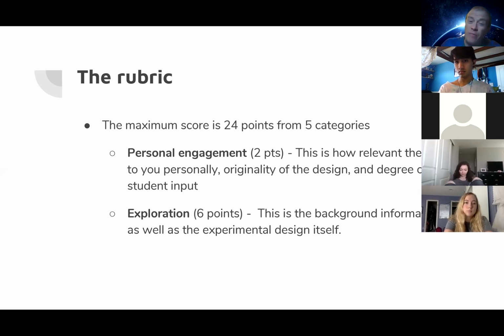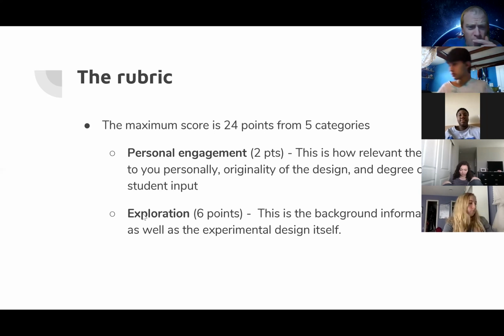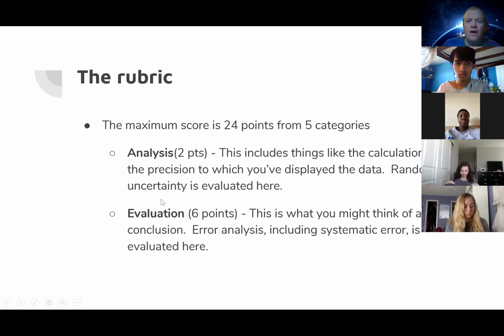Exploration is where there needs to be some background information. You need to have researched background information here. And then the actual experiment itself is what exploration is mostly. So how well designed your experiment is, and how well you put in some background that sets the stage.